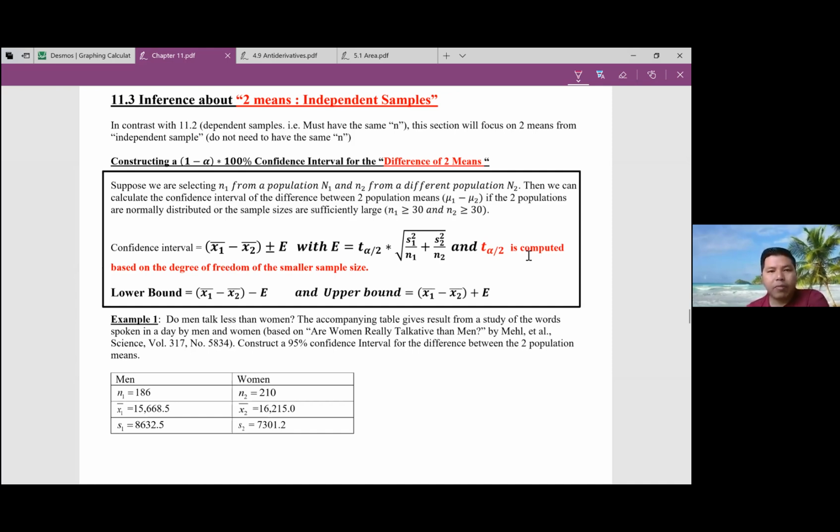Make that note for yourself on the exam, so that you say, okay, now I have two samples. Which one do I go for? Always go for the smaller size. And so after we find the margin of error, then we can find the lower bound, which is x1 bar minus x2 bar minus e, and the upper bound will be x1 bar minus x2 bar plus e. So that's what makes it different between 11.2 and 11.3, right? Even though they both talk about the mean, in 11.3 they are independent from each other.